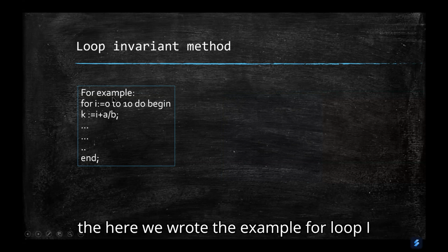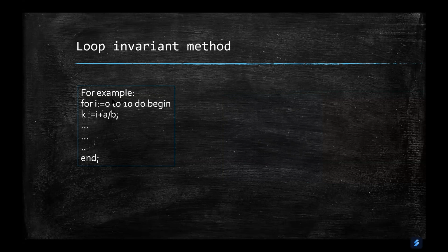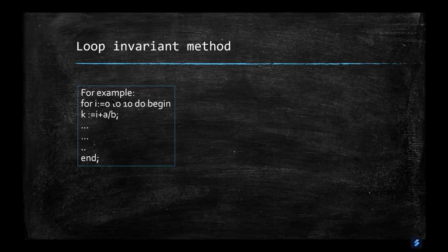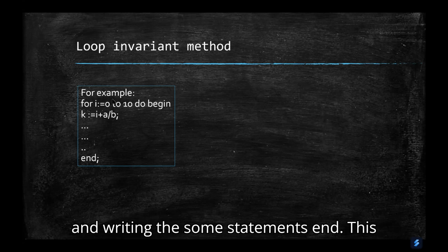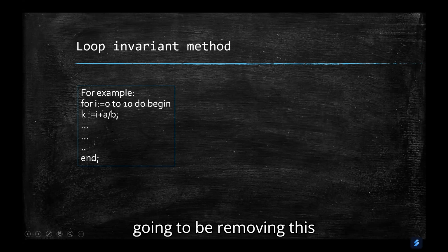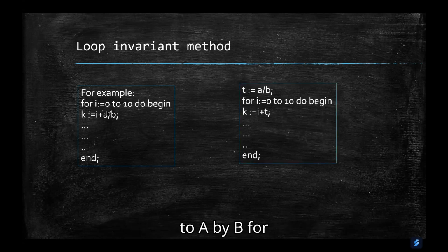Here we wrote the example: for i equal to 0 to 10 do begin, k equal to i plus a by b. Here we are reading the a value and b value, performing the operation, and writing some statements, end. This can be written by removing this from the loop, so that the code will be like this: t equal to a by b, for i equal to 0 to 10 do begin, k equal to i plus t.